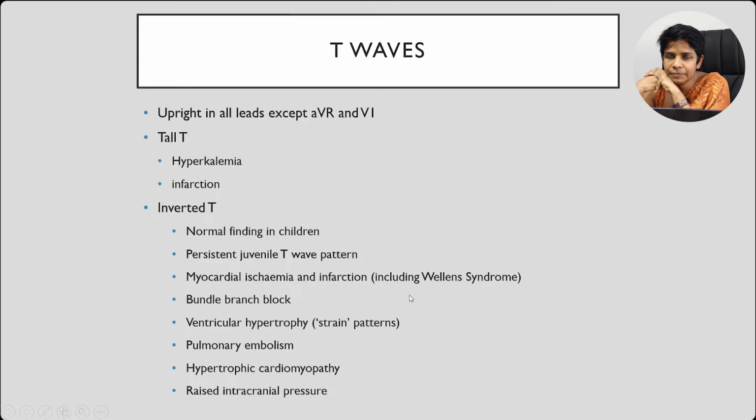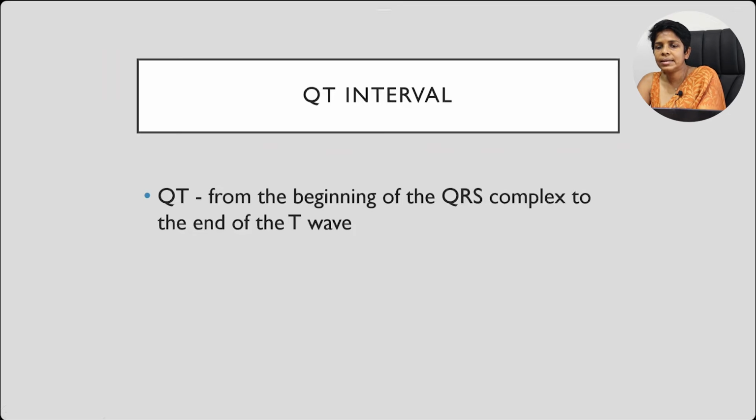When we assess T waves, we need to assess again the height of the T wave and any morphological change like inversion of T wave. The common conditions that can cause tall T waves are hyperkalemia and myocardial infarction, early stages of ST elevation MI. And T waves can be inverted in a lot of conditions. One important condition is myocardial ischemia or infarction.